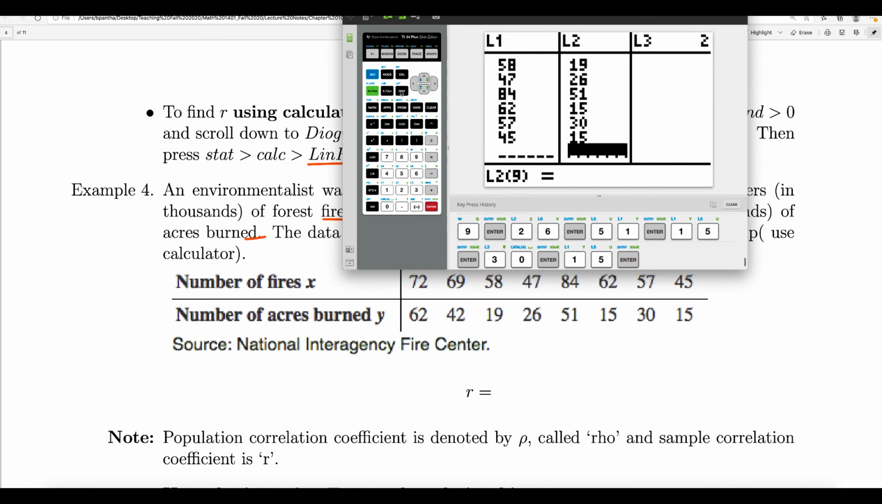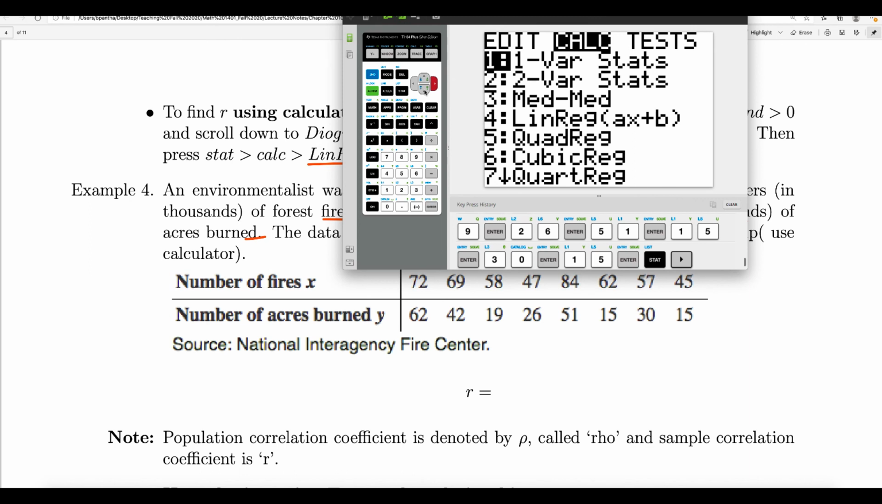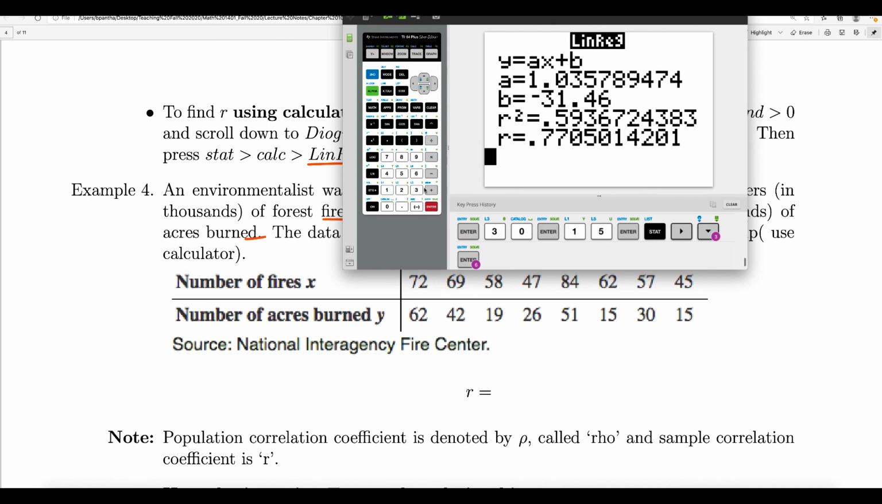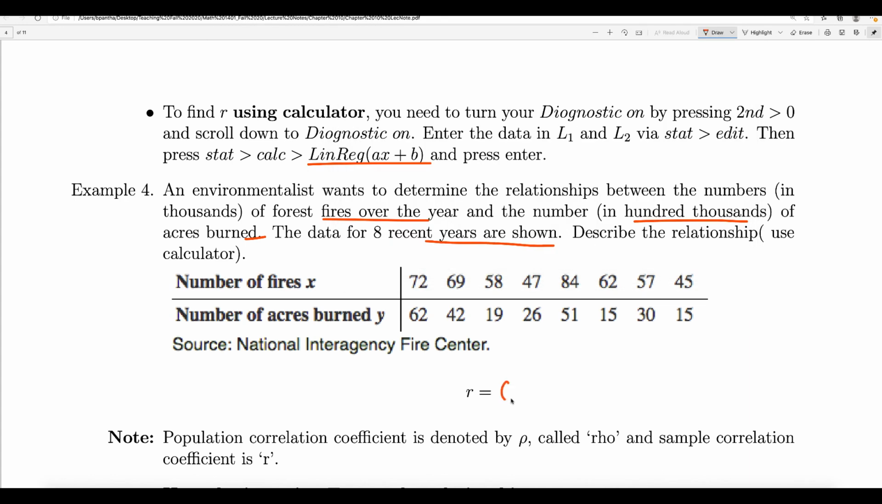And as in the previous example, go to stat and then calc and then go to number 4, linear regression, that is AX plus B. So I enter L1 and L2. Okay, calculate that. If you do that, you get R equals 0.7705. So R equals 0.7705. So this is also positive because the value of R is positive, right? And then it is close to 1. So it is like a highly or strong positive linear relation, meaning if the number of fires increase, then the number of acres burned also increase.